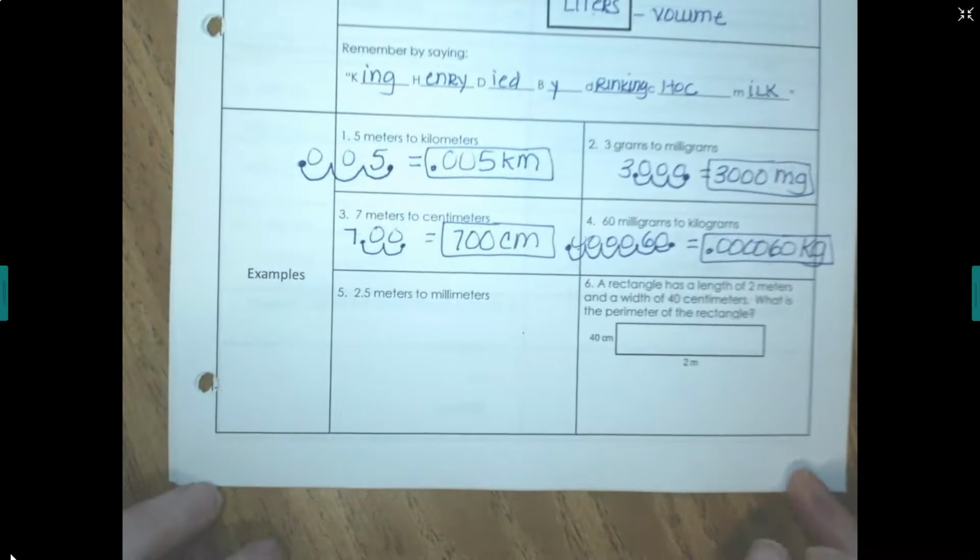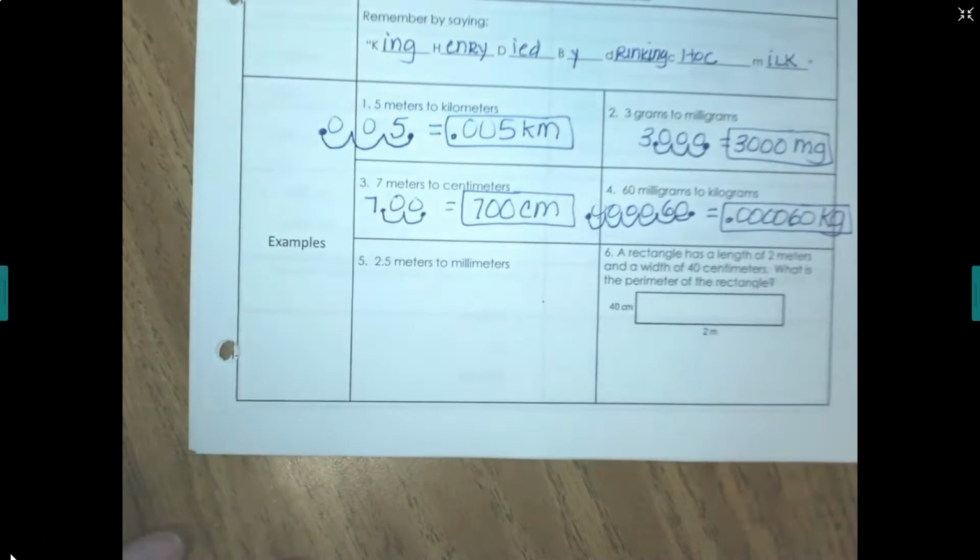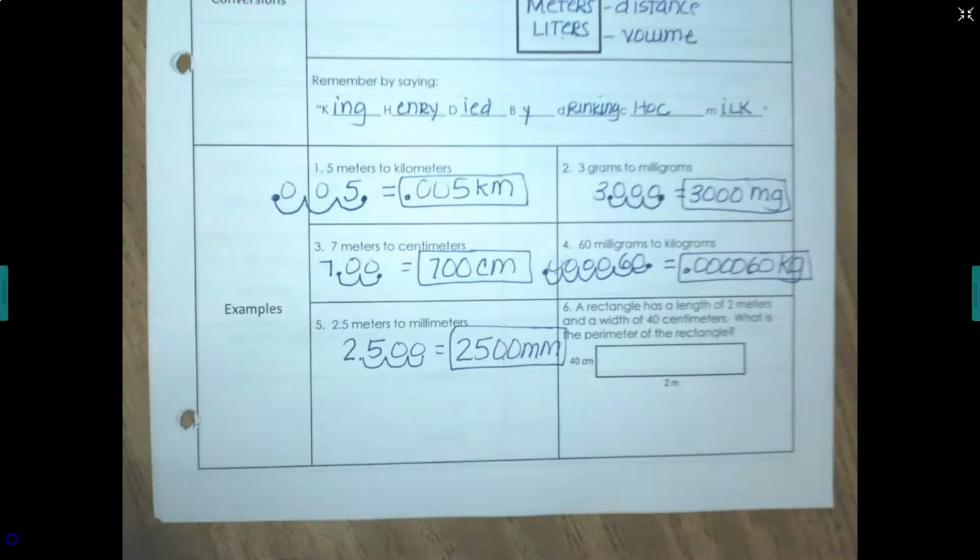Okay. Try number 5 on your own, and we'll do number 6 all together. So we had to move our decimal 3 places to the right, and our new amount is 2,500 millimeters. MM is for millimeters. All right, one last one.